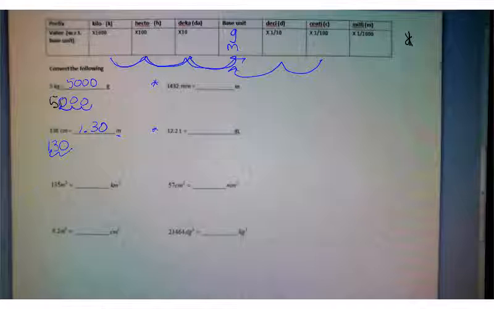All right, so hopefully you took a minute and you did these on your own. We're going to go over these two now. For the 1,432 millimeters, milli is here, and to go to meter, which is a base unit, that's 1, 2, 3 steps to the left. So we'll take our decimal point and go 1, 2, 3 steps to the left. So we get 1.432 meters.